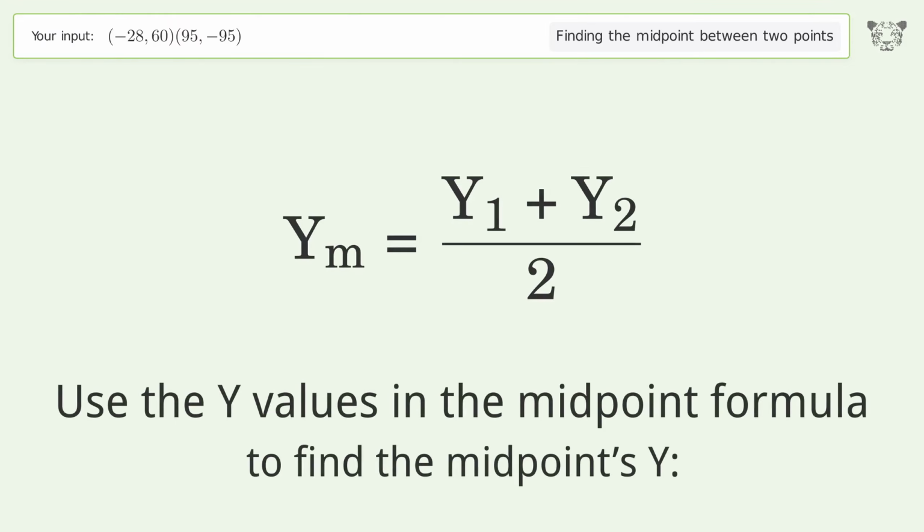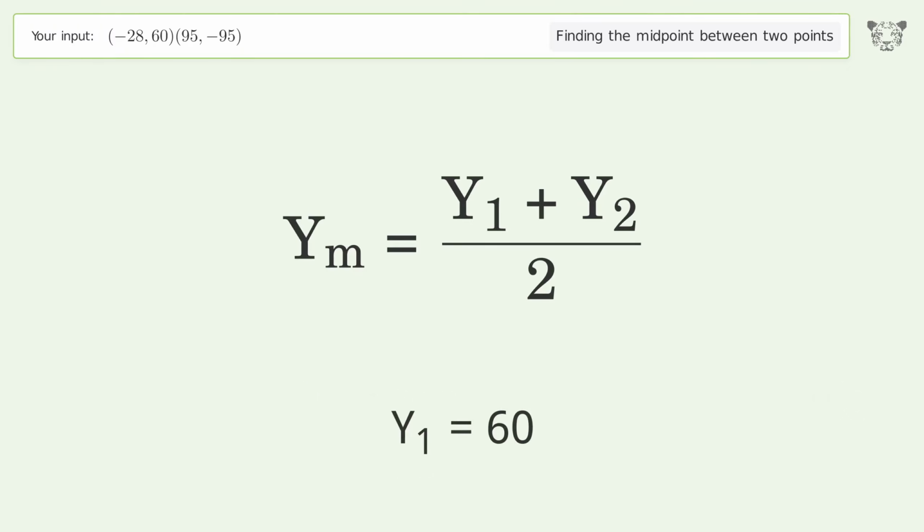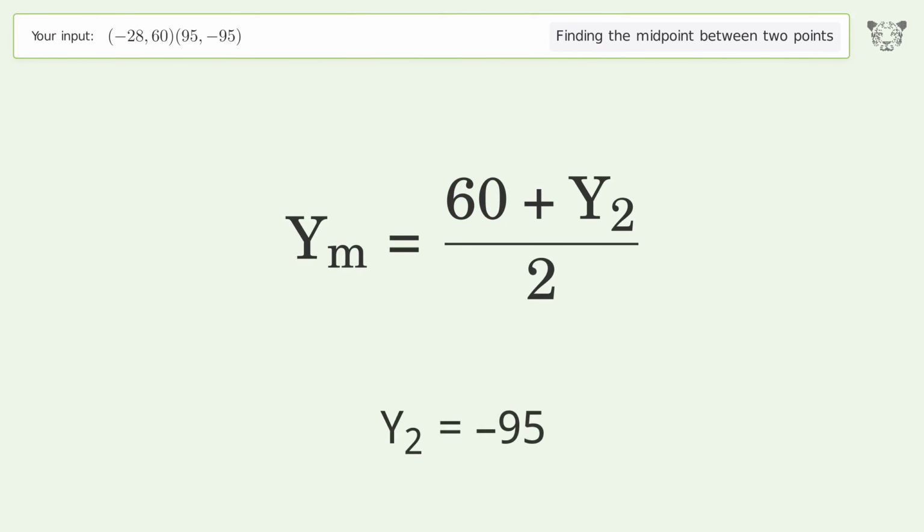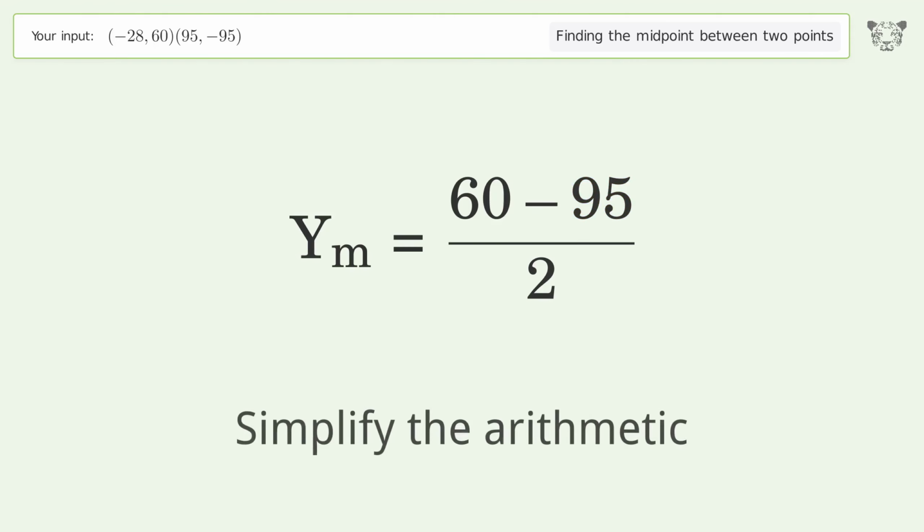Use the y values in the midpoint formula to find the midpoint's y. y1 equals 60. y2 equals negative 95. Simplify the arithmetic.